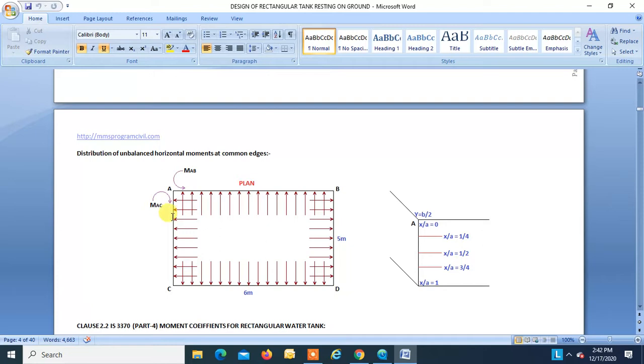But in our case it is a rectangular water tank. The length is 6 meter, width is 5 meters. So the moment coefficients for this long wall and the short walls are going to be different. So MAB and MBC are going to be different. So there will be an unbalanced moment, and that unbalanced moment has to be distributed by moment distribution, and that is why you cannot directly use the coefficients given in the code, but you will have to modify the coefficients given in the code. So we will see that as we do the analysis.